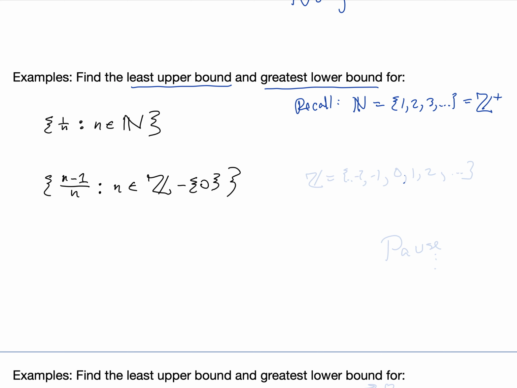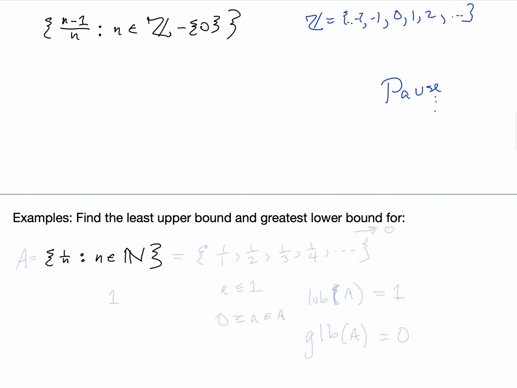And then the next set to do this for is (n minus 1) over n, such that n is an element of the integers minus 0. Remember that the integers are the collection 0, 1, 2, etc., negative 1, negative 2, etc. So this is all non-zero integers. So pause, if you haven't already, grab a piece of paper and try to find both the least upper bound and the greatest lower bound for those two sets.